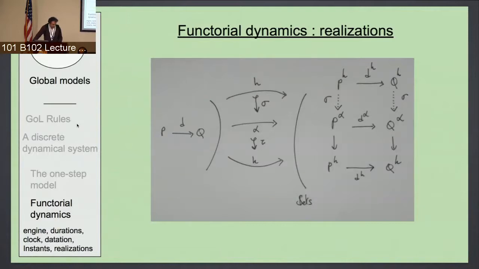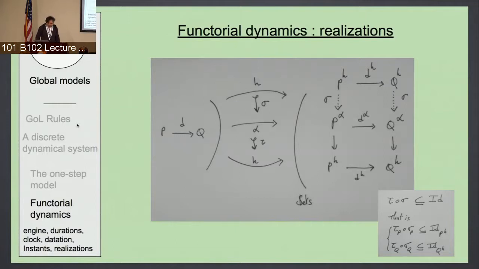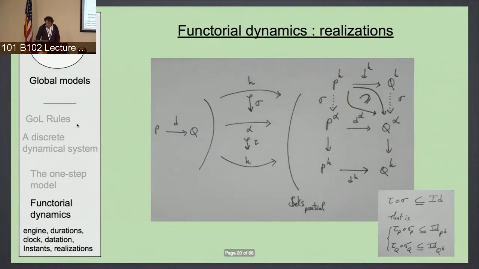Given a dynamic endowed with a clock, we'll call solution or realization of it any transformation from the clock to the considered dynamic such that the datation following the realization is included in the identity of the clock. By the way, we don't ask a realization to be a total function, but only a partial function. So a realization can stop at any time. Therefore, the codomain category will not necessarily be the category of sets.